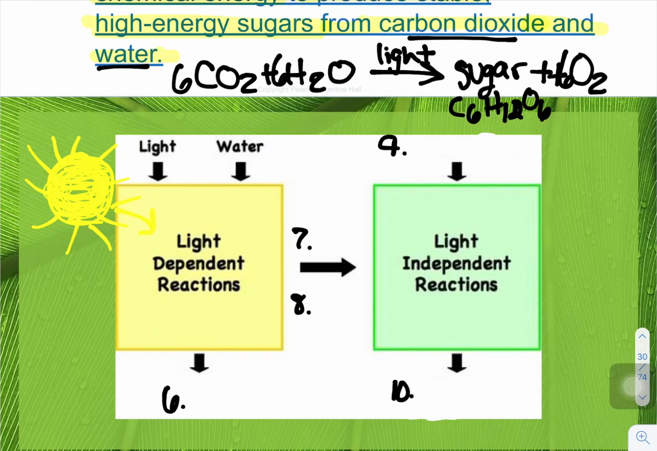And the byproduct of that, what is produced, is going to be oxygen. Number 6 gets produced from the leftovers of the water that helps to absorb the energy. But the real important product of the light-dependent reactions is number 7 and 8, and that is our energy carriers, our ATP and our NADPH. Energy.